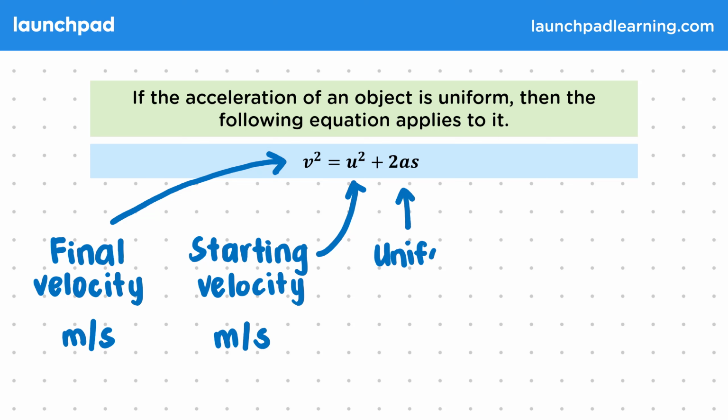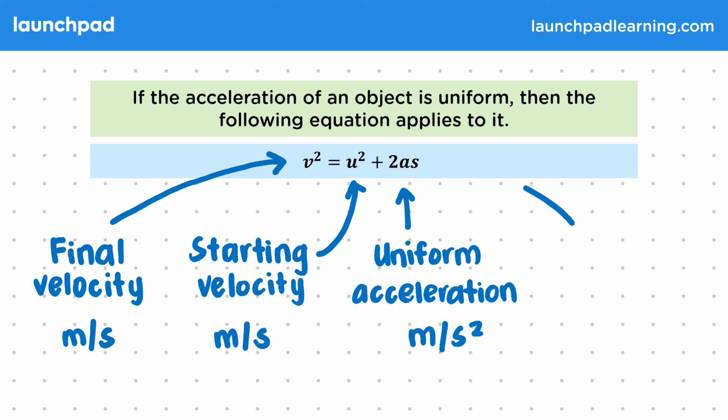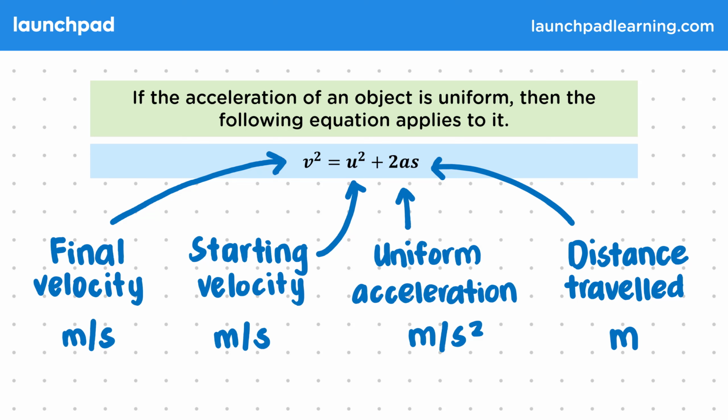Then we have a, which is our uniform acceleration, and this is usually given in terms of meters per second squared. It's very important that as the object accelerates from the starting velocity to the final velocity, the value of a does not change. Otherwise, we can't use this equation. Then finally, we have s, which is the distance travelled, and this is typically measured in meters. This is specifically how far an object will travel in the time it takes to accelerate from u to v. As the velocity is changing in this time, we can't just do velocity multiplied by time to find this distance.